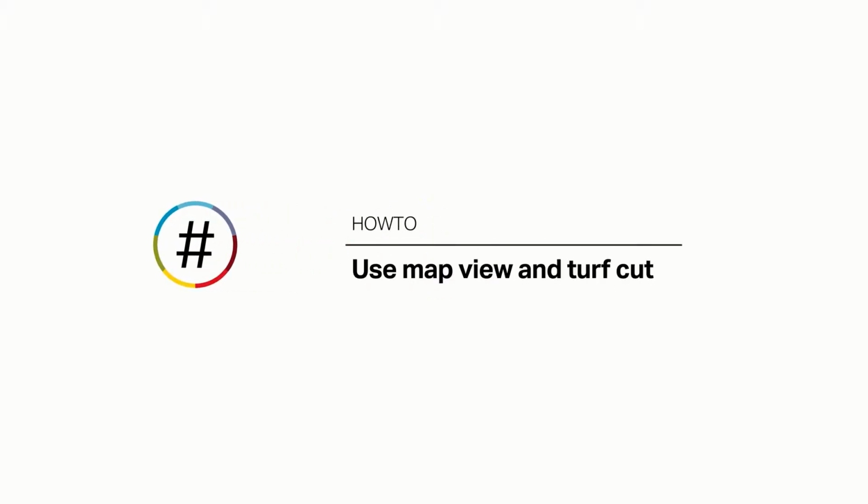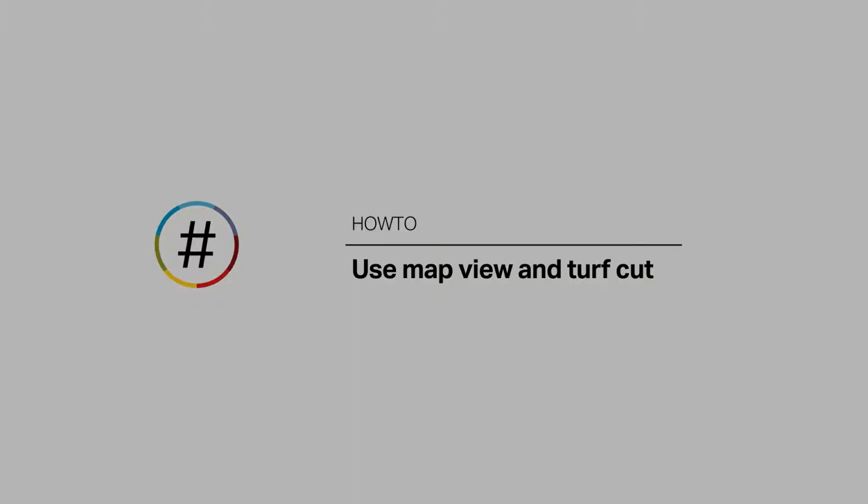NationBuilder's Turf Cutter tool allows you to quickly save people from a map area to a list. These lists can be used to print walk sheets and help with planning in-person activities. Map Basics.